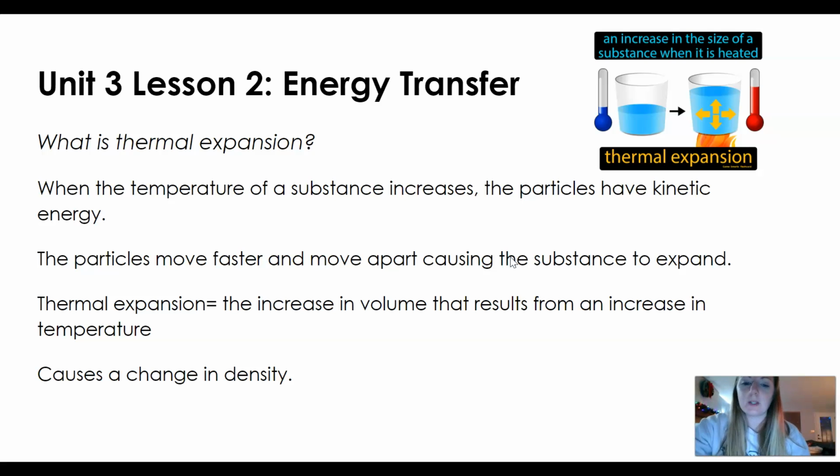So we talked about temperature, we talked about thermal energy. Now we're going to talk about something called thermal expansion. Essentially, when the temperature of a substance increases, the particles have more kinetic energy. So we know that when something is heated up, the particles move a lot faster, because temperature describes the particle movement.